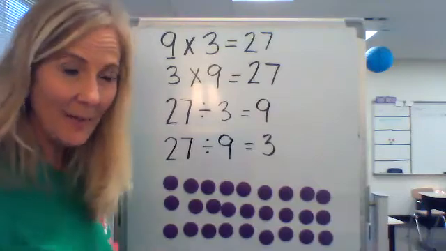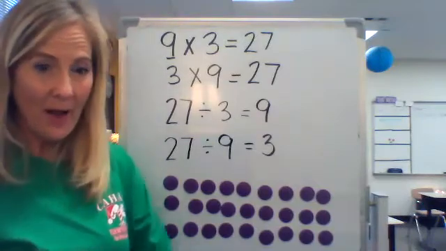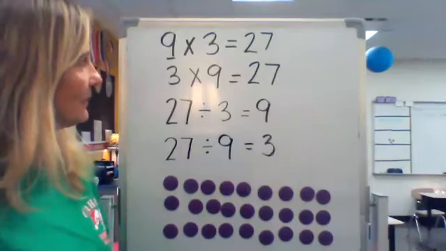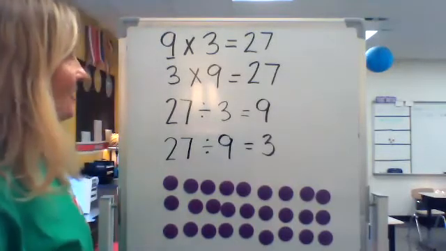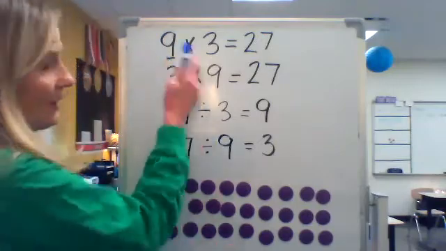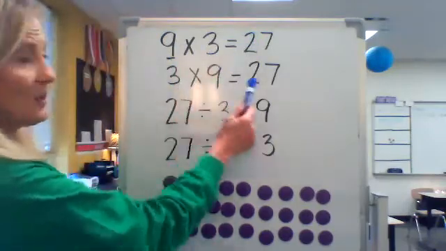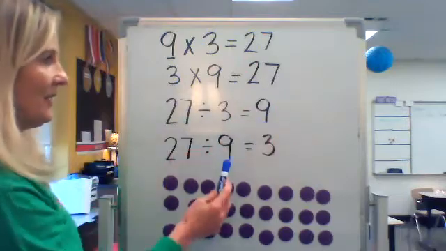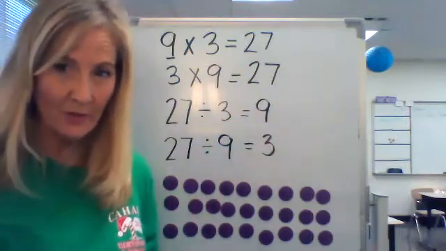Now, let's look at them and see what we notice. Anything we can observe about this family? What are their resemblances? What characteristics do they share? Just like in your family. Well, I see that they all have the same 3 numbers in them, right? 9, 3, 27, 9, 3, 27, 9, 3, 27, 9, 3, 27. So they all share the same 3 numbers.